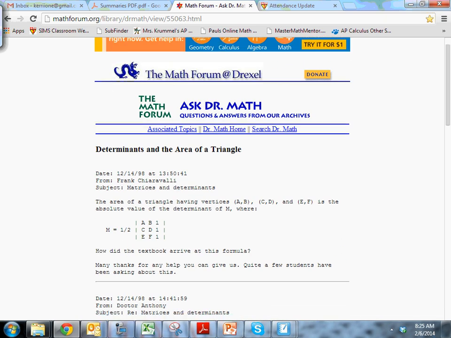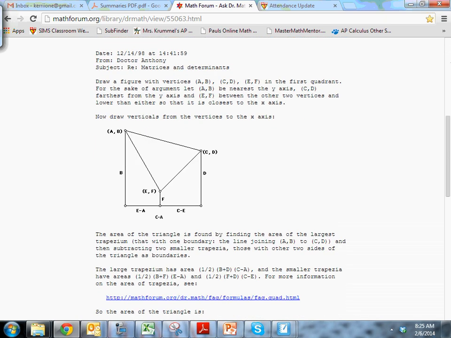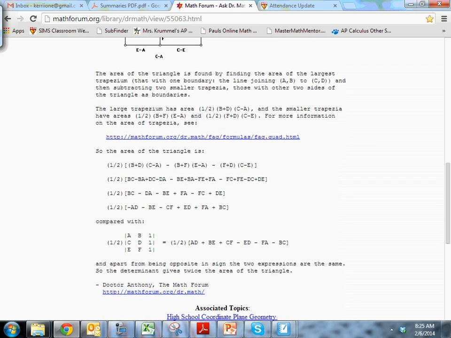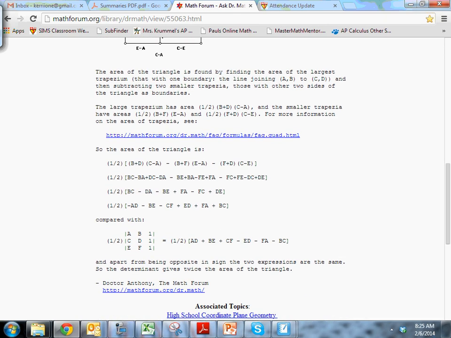I won't bore you with it. If you want to look more into this, you can. But what happens is they end up getting this right here when they find the area of the trapezoid. Well, this is what happens when you take the determinant of that: AB1, CD1, EF1. So there is a reason to this madness. If you want to look more into this, I can give you the link.